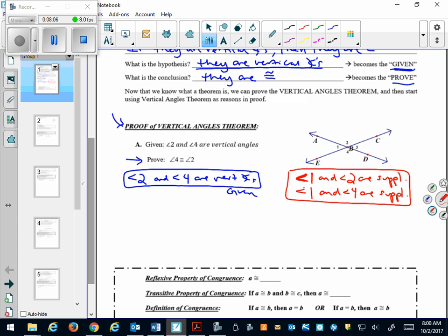the same angle twice. In other words, angle 1 and 2 are supplementary, and angle 1 and 4 are supplementary. So we're using angle 1 to relate to 2 and 4 because we're trying to prove that 2 and 4 are the same. So if we can show that they have the same relationship to something else, it's going to help us. Okay, so 1 and 2 are supplementary, 1 and 4 are supplementary by the linear pair postulate.